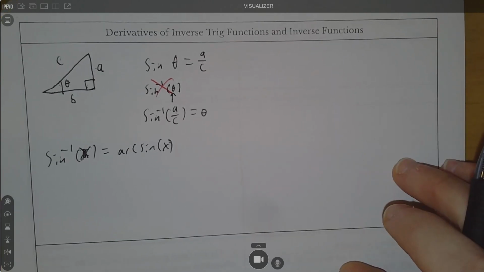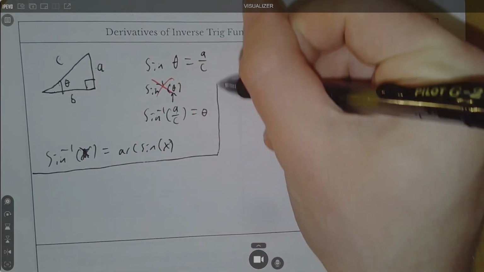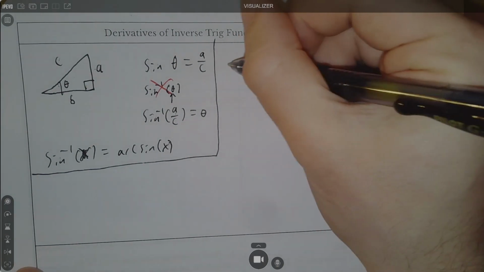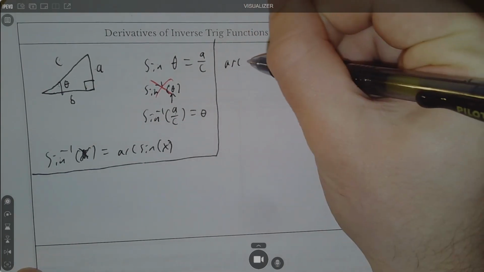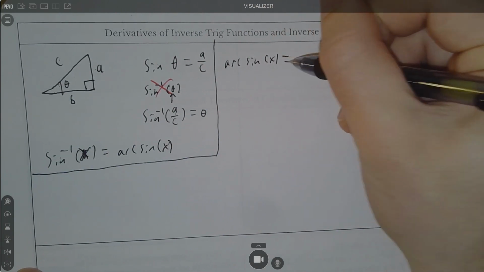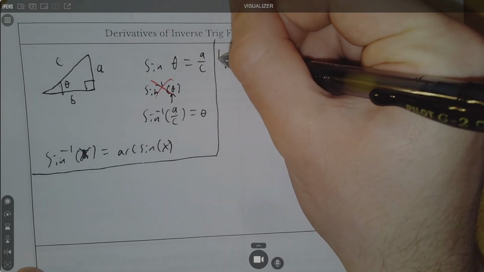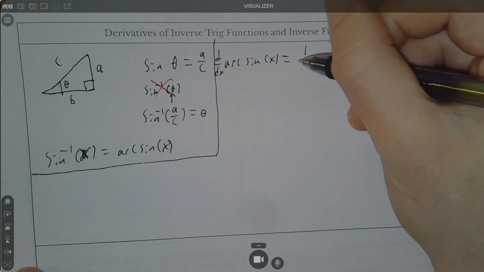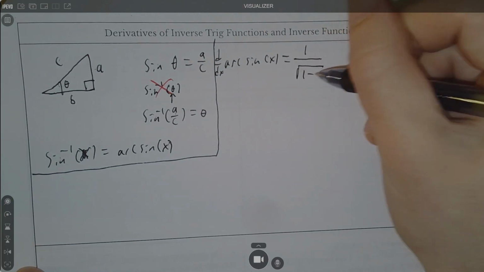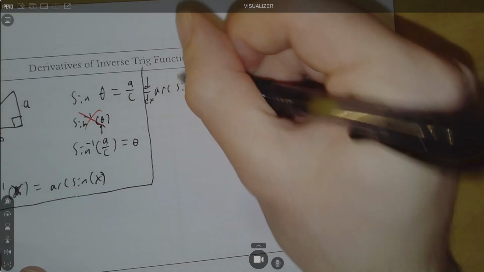What do you need to know? These are just new derivatives. That's all I want you to know: these are just new derivatives to memorize, and I'm going to go through them. So first we have the derivative of arc sine x. The derivative of arc sine x is 1 over root 1 minus x squared. Make sure that's super clear.